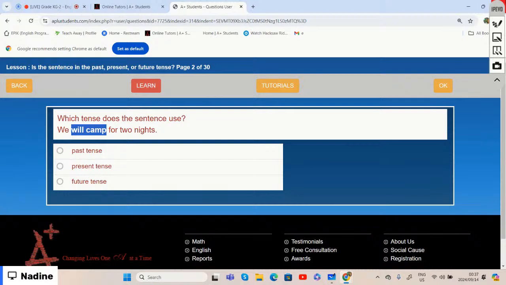So we will camp for 2 nights. Will camp. Is that in the past? Is that in the present? Or is it future tense?